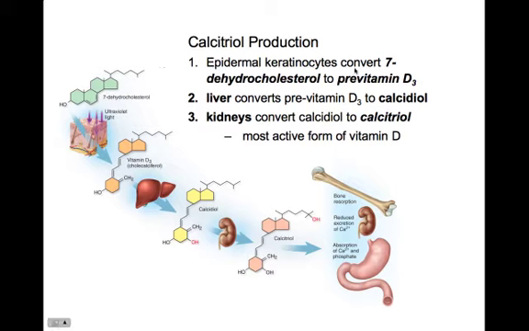So the epidermal keratinocytes in the skin are going to convert a form of cholesterol into pre-vitamin D3. And then the liver will convert that pre-vitamin D3 into calcidiol. The kidneys will then convert the calcidiol into calcitriol.